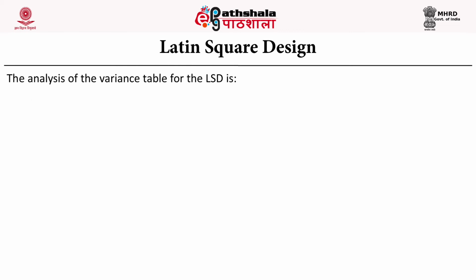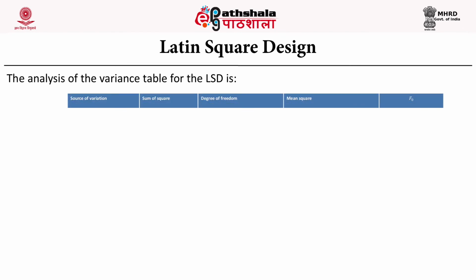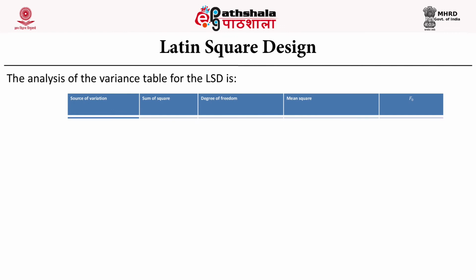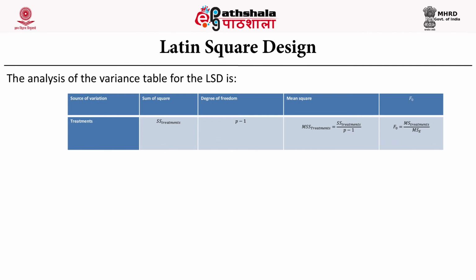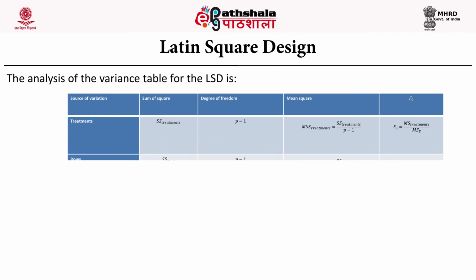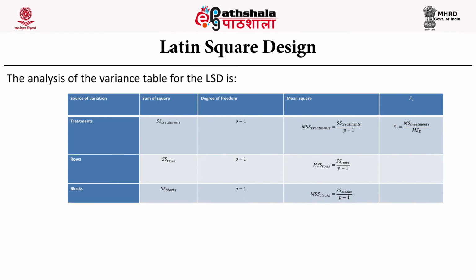The analysis of the variance table for the LSD is given here. In the first column we have the source of variation, and in the rows we have treatment, rows, columns, blocks, error terms, and lastly the total.